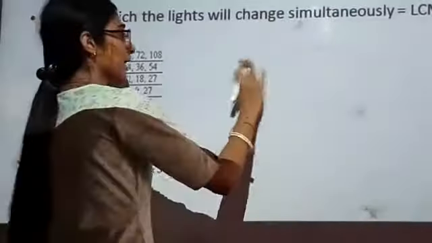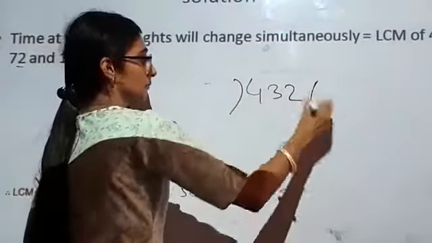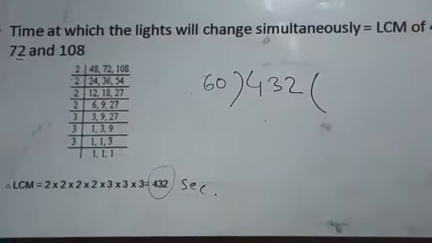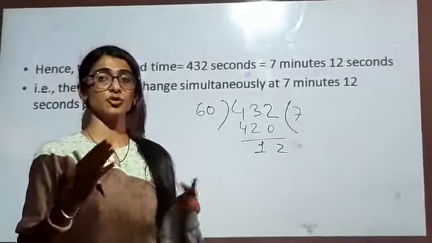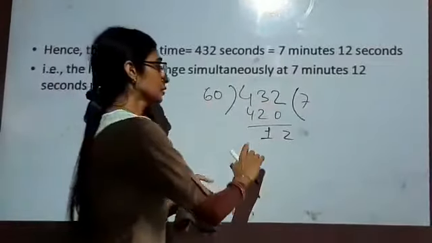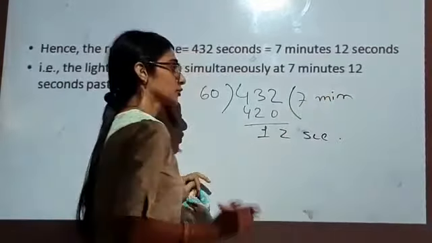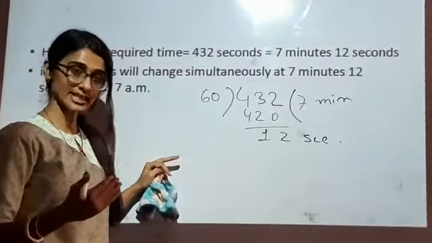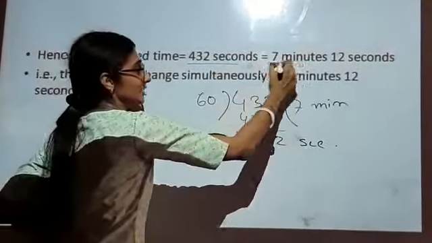432 is in seconds, but you have to change it into minutes. So if you divide it by 60, you will get your answer. All of you know that to convert from seconds to minutes, you have to divide by 60. So divide it by 60. 7 times 60 is 420, so you get 12 as the remainder. That means this is 7 minutes and 12 seconds. So that is the desired time interval after which they will change again simultaneously. The required time is 432 seconds, which we convert into minutes and seconds: 7 minutes 12 seconds.